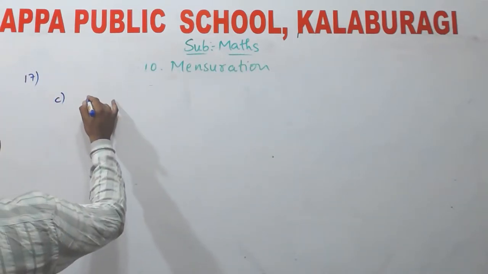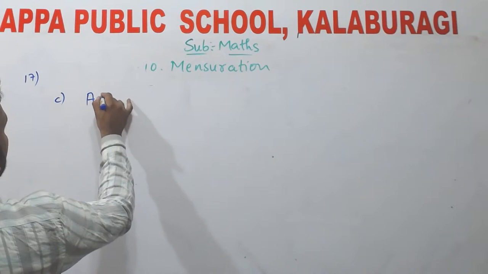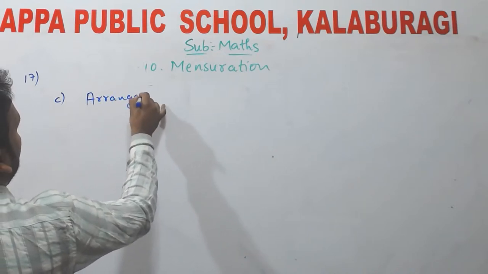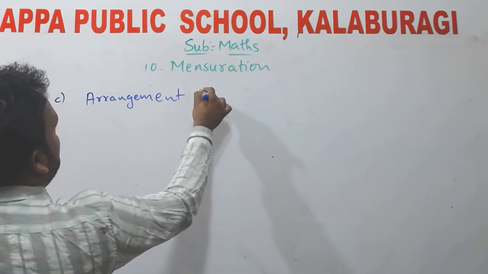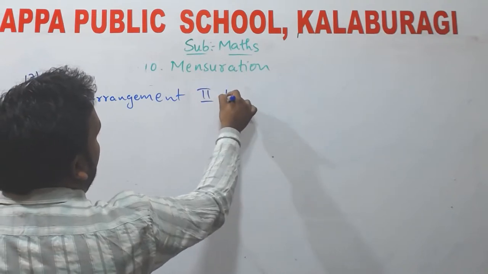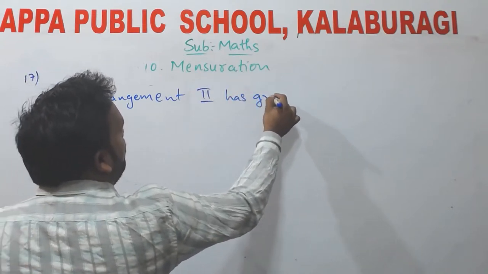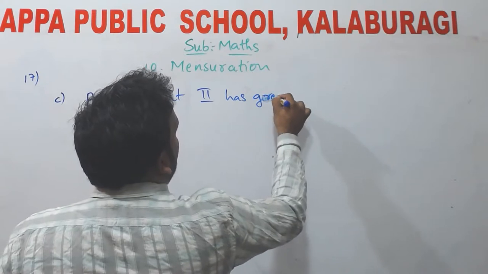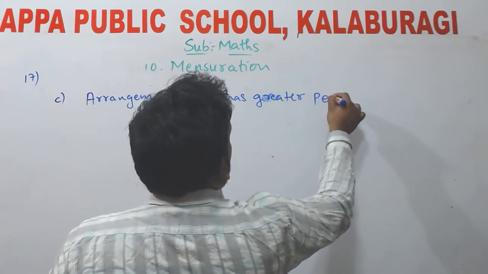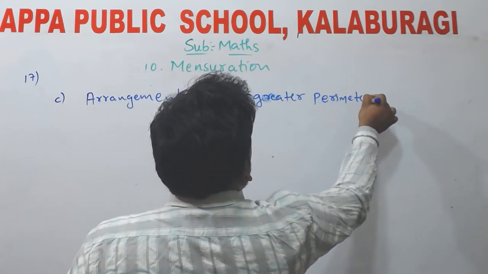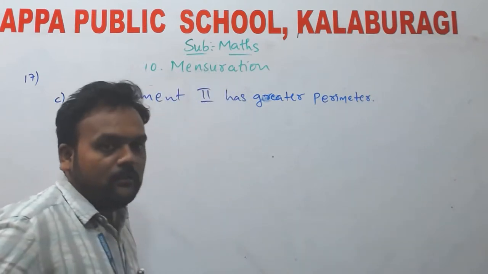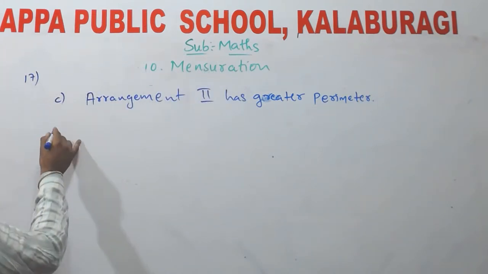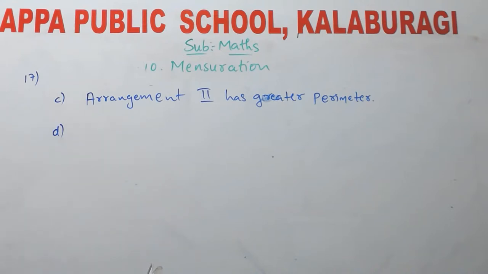Which arrangement has the greater perimeter? That means arrangement 2 has greater perimeter. Understood, students? Yes. This is the C one. Next, D1. What is the D1?